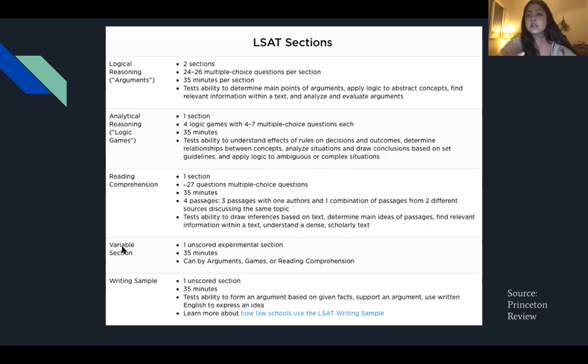And then the variable section, you will not know going in. You will find out what this is once you get to your exam and start working on it. It could either be arguments, games, or reading comprehension. It just depends on the day.